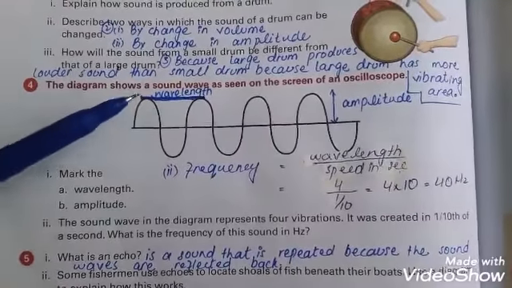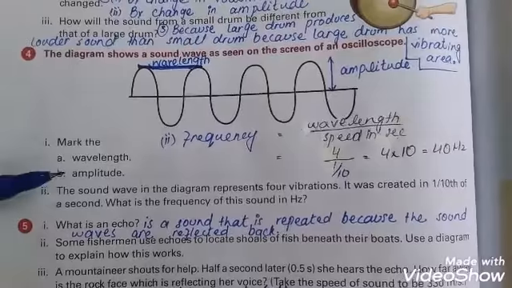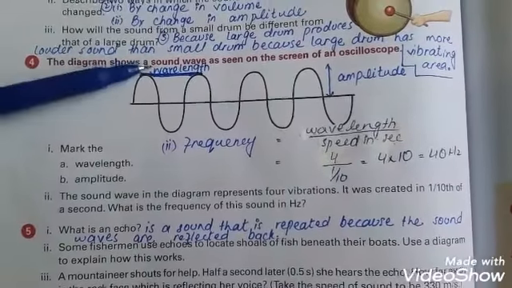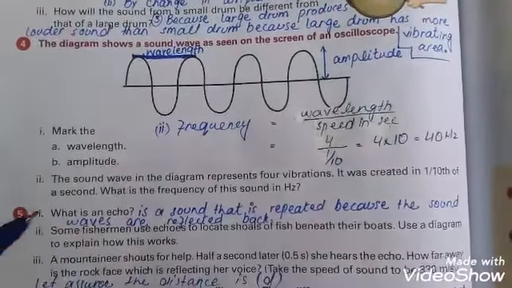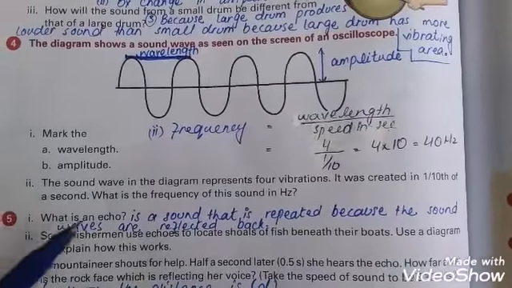Now fourth question, the diagram shows sound waves as seen on the screen of an oscilloscope. First question, mark the wavelength and amplitude. This is the wavelength and this is the amplitude. The sound wave in the diagram represents 4 vibrations. It was created in 1/10 of a second.